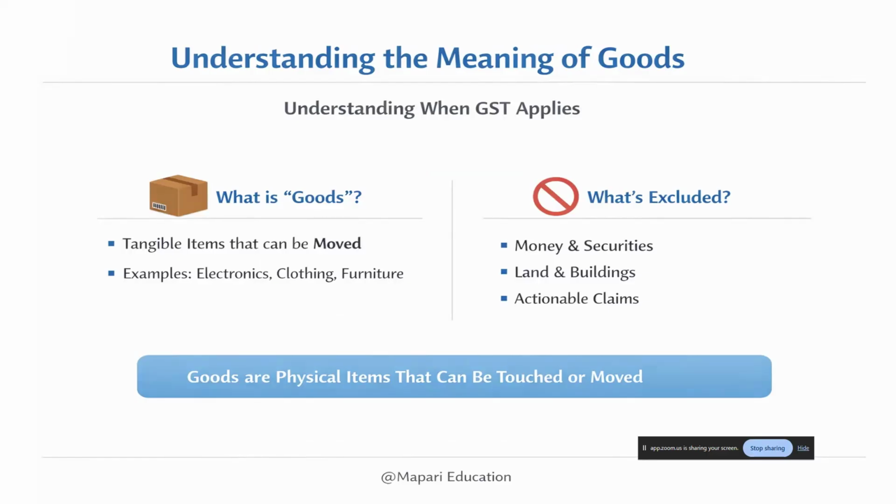Goods means every kind of movable property that can be moved from one place to another. Okay, what are goods? Goods means every kind of movable property which can be touched, which can be seen, which can be moved from one place to another, and which is generally used for trade. We generally purchase and sell it.